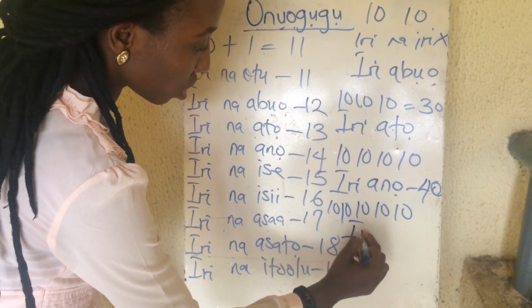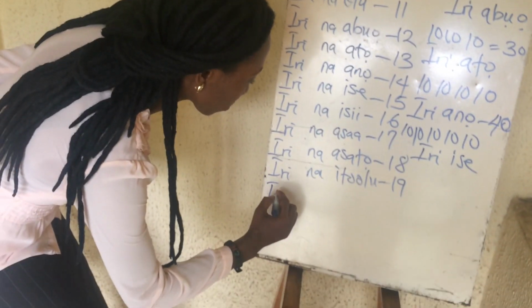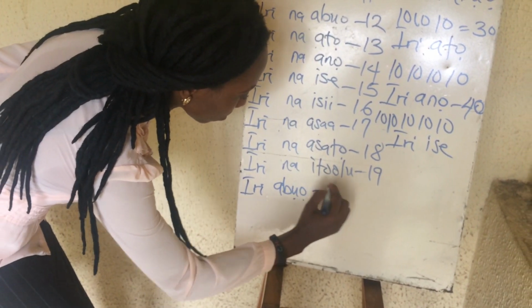5 tens. What is 10 in Igbo? Iri. How many are there? There are 5. Iri se. So you see it now. This is the way to form 30. Now let's write it. Iri abo, 20.